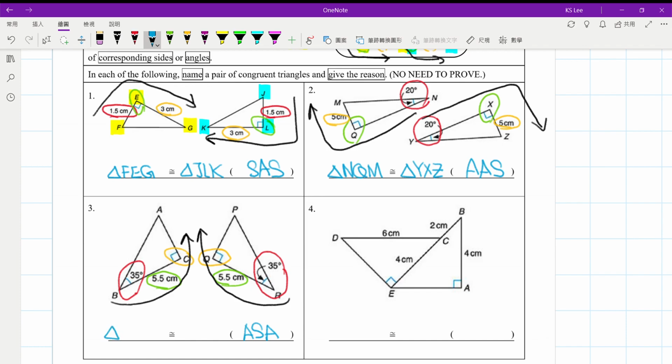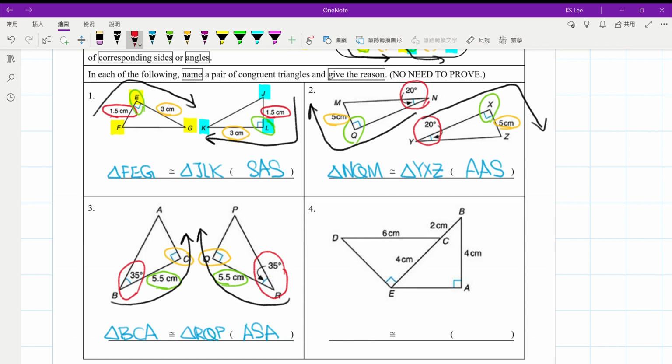So we can name the triangle on the left hand side to be triangle BCA. And then we can name the triangle on the right hand side to be triangle RQP. Okay, so how about the last one?